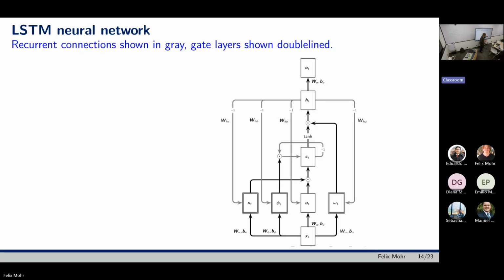This is because I said, let's separate this hidden thing into two things. So we split up H into HT and CT.